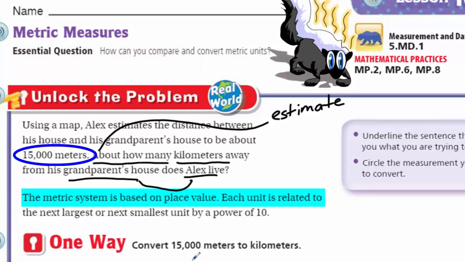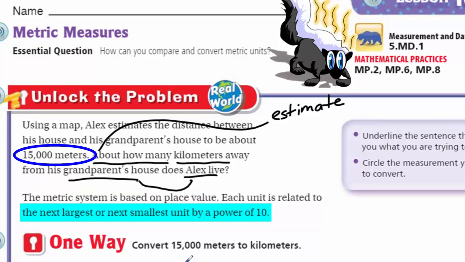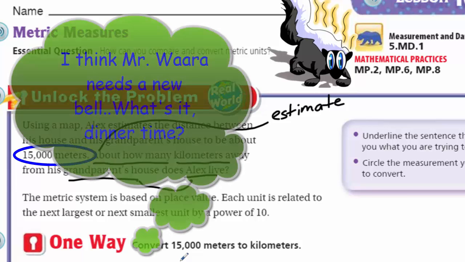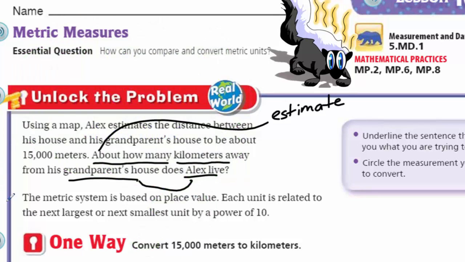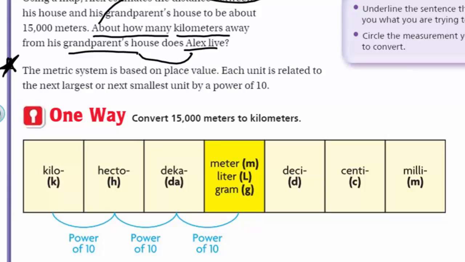It says the metric system is based on place value. Each unit is related to the next largest or next smallest unit by a power of 10. This is so important. This is key, so I'll put a little star here. Each unit is related to the next largest or smallest unit by a power of 10. Let's go ahead and take a look at our chart down below here.